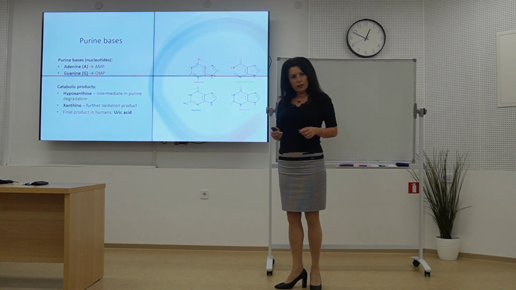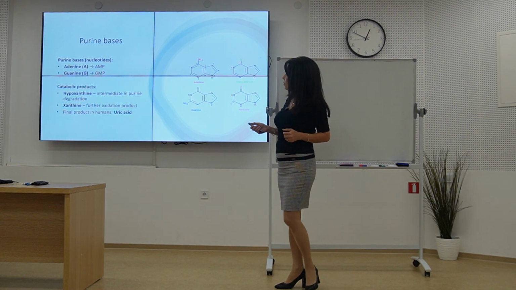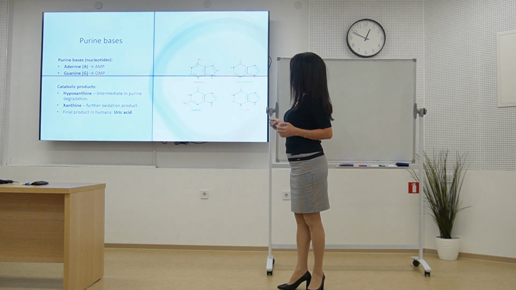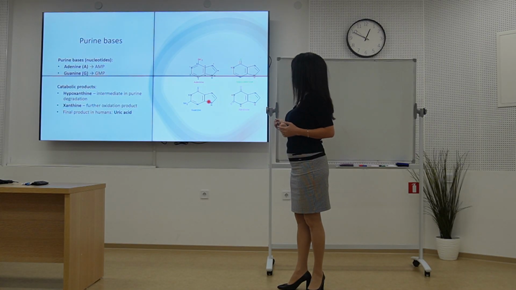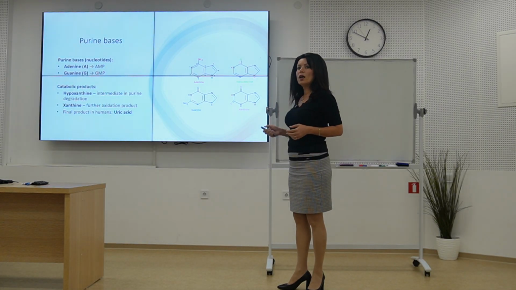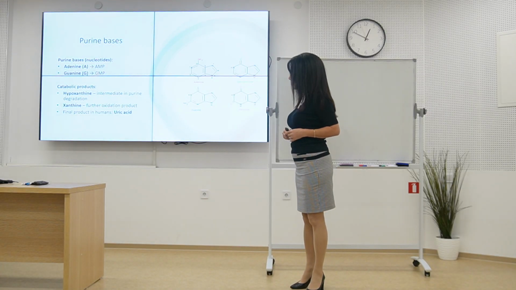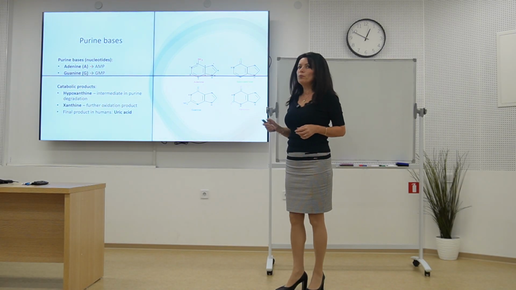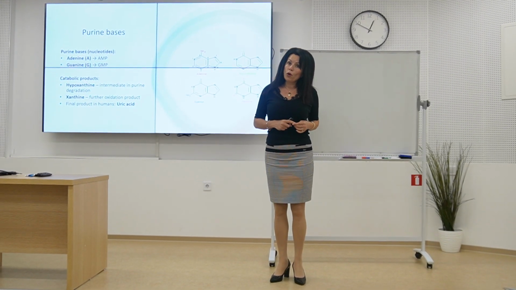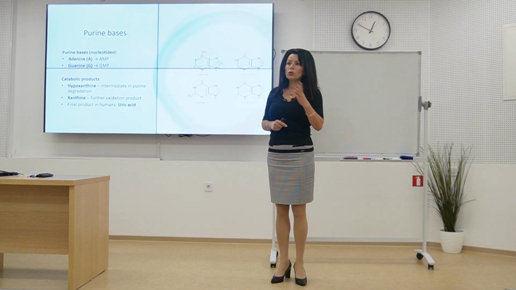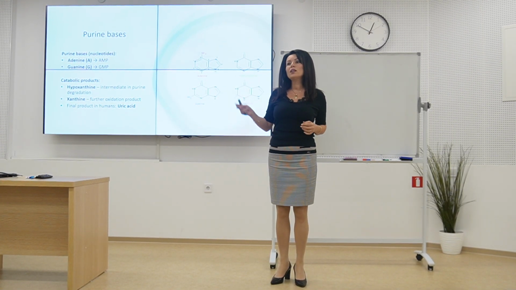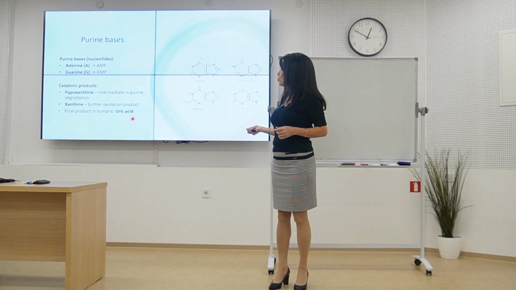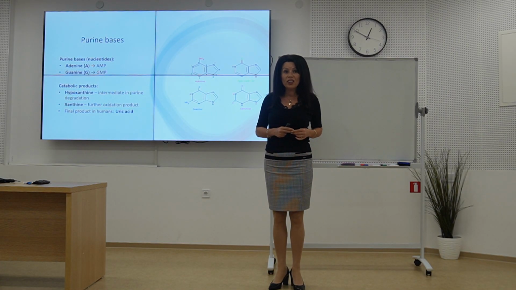Except these main bases, we have some other bases that can be formed during the metabolic processes. For example, purine bases except adenine and guanine, we have 2 more bases which are hypoxanthine and xanthine. Both of them are intermediates in the purine degradation. From hypoxanthine it goes to xanthine, and after that xanthine is converted to uric acid. Uric acid is the final product of purine degradation.